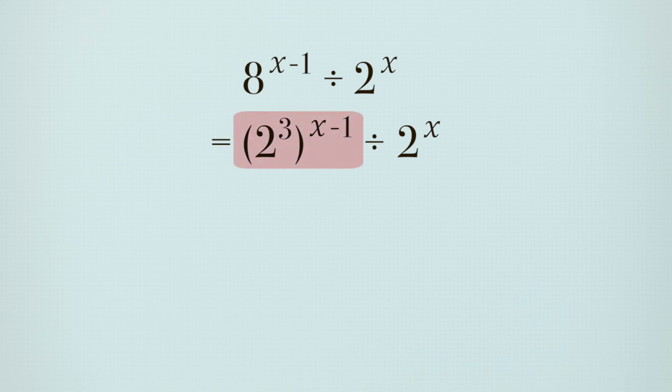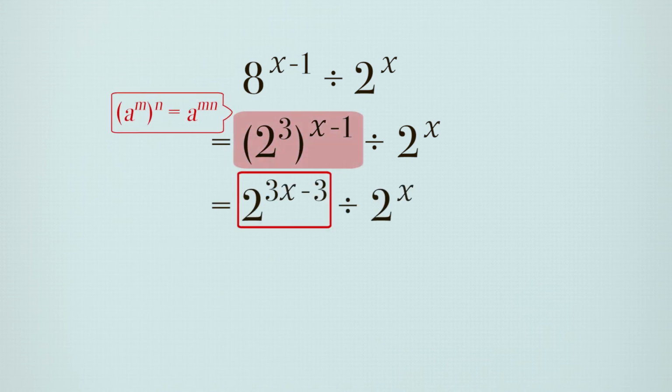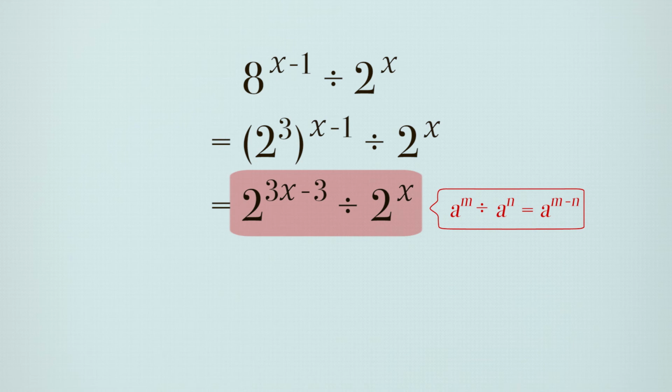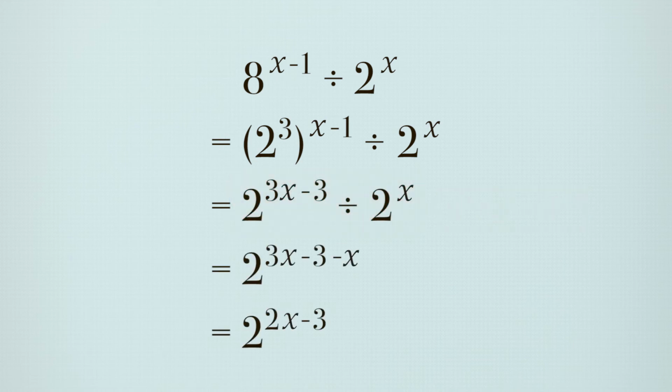Now we can simplify this further using this law of indices to get 2 to the power of 3x minus 3. Now can you see that the bases are the same? So we can subtract the indices to get 2 to the power of 2x minus 3.